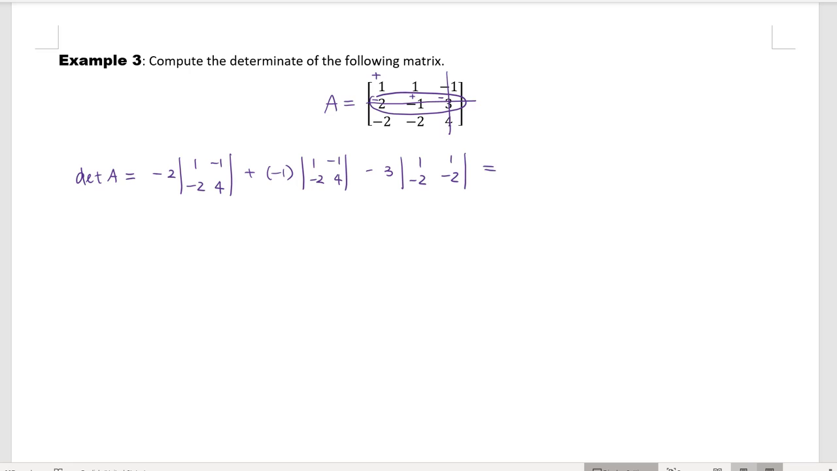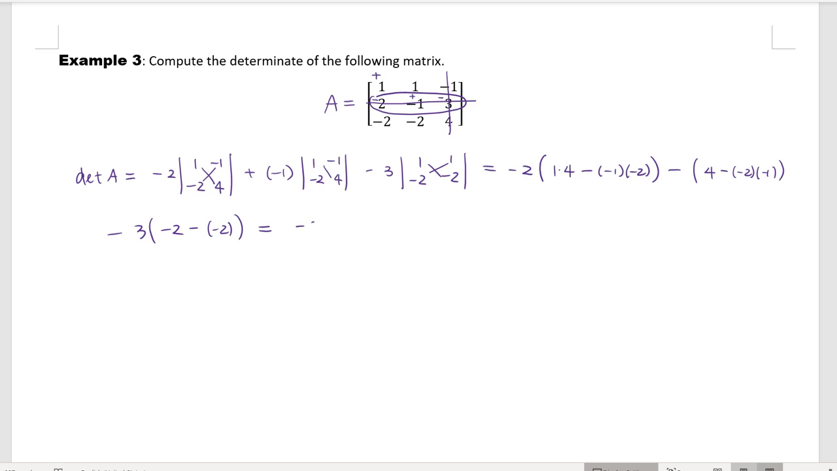Alright, let's see. So we have -2, and then remember the determinant of the 2 by 2 matrix, we cross multiply, but we subtract. So 1 times 4 minus -1 times -2. And then we have plus -1, so minus cross multiply. 1 times 4, and then -2 times -1. And then -3 times 1 times -2 minus 1 times -2.